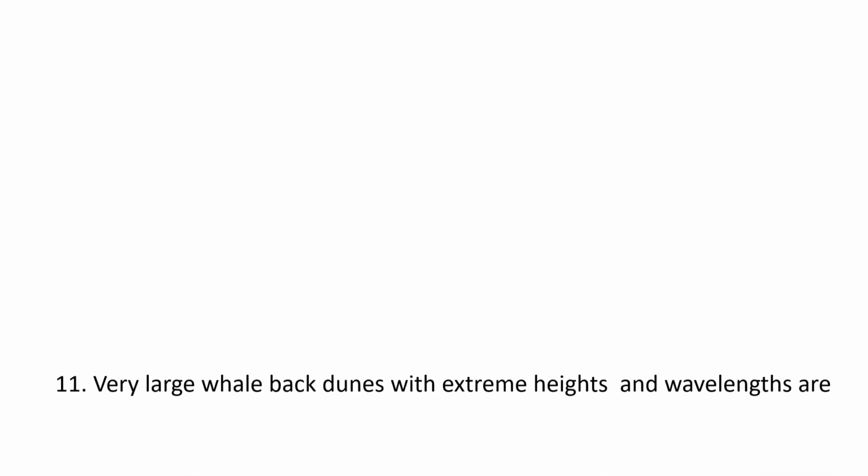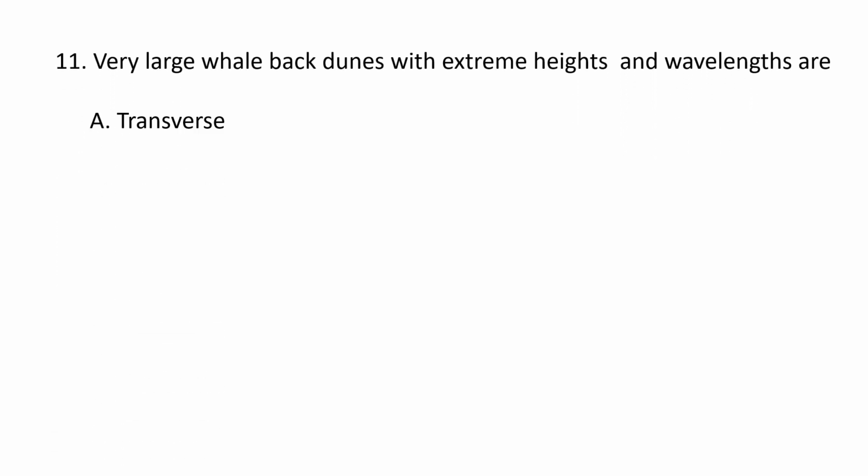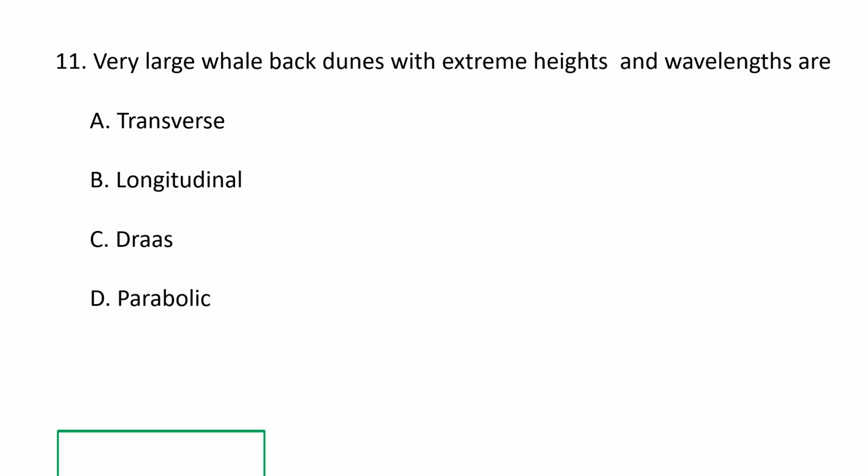Next question. Very large whaleback dunes with extreme heights and wavelengths are known as: A. Transverse dunes, B. Longitudinal dunes, C. Draa, and D. Parabolic. So very large whaleback dunes with extreme heights and wavelengths are known as Draa. So C, Draa, is the correct option.